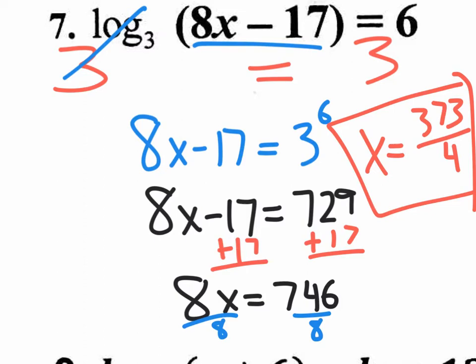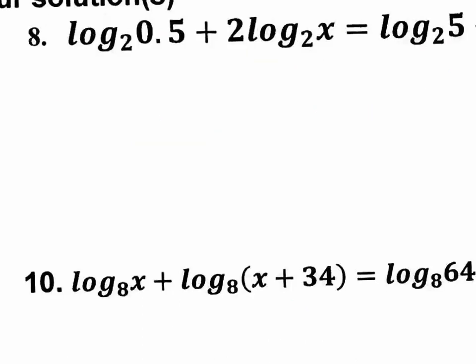Let's move on, number 8. So number 8, we're going to have to use the properties because you can't get rid of a log. Actually, I should say you can't get rid of 2 logs on one side. I could get rid of this log base 2 by raising it to be the power of 2, but over here I have 2 logs on one side, so I need to condense them.